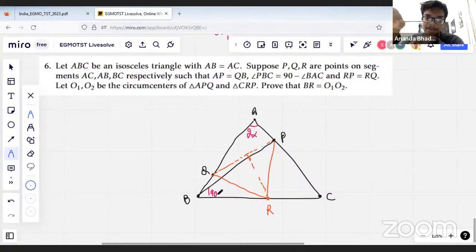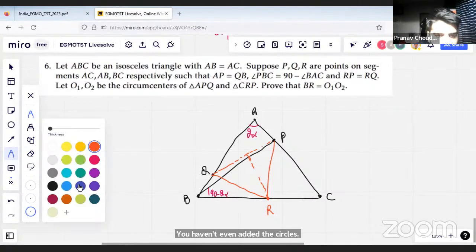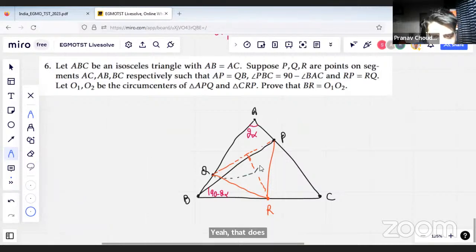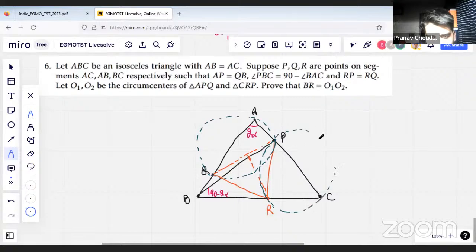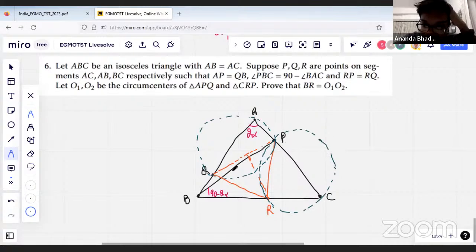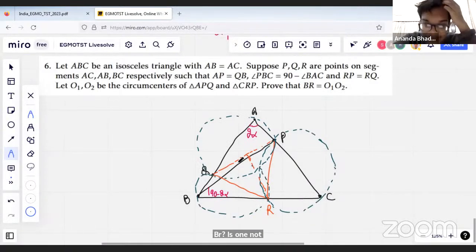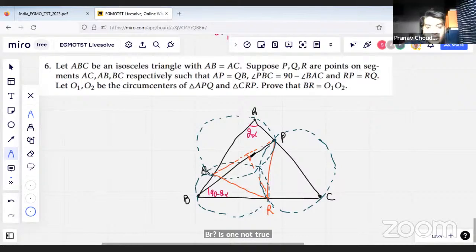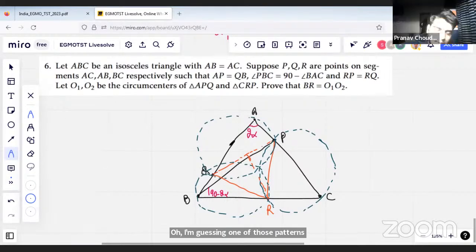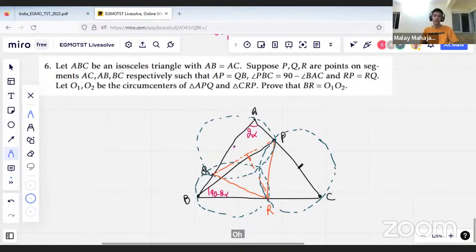You haven't even added the circles, bro. Yeah, that did not seem nice, what I added. Okay, might as well add the third circle. Sure. Then B R is O1 O2. I'm guessing O1 O2 is parallel to something. Oh, O1 O2, I was thinking, is parallel to BR? That is not true.